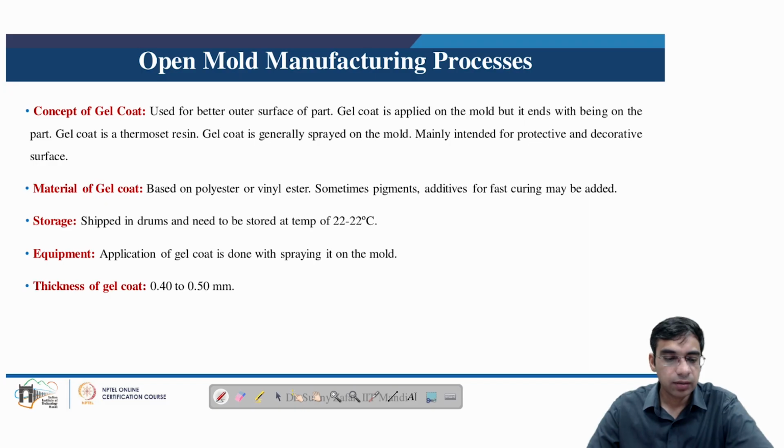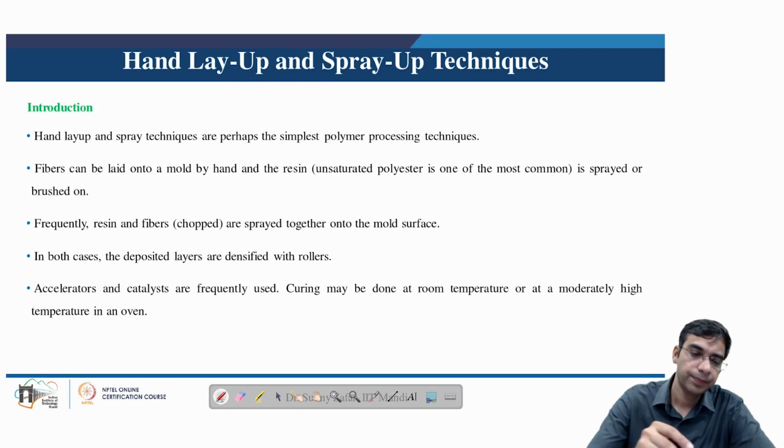So gel coat is a thermoset resin and is generally sprayed on the mold, mainly intended for a protective or decorative surface. The material of the gel coat is based on polyester or vinyl ester. Sometimes some pigments may also be added for faster curing. These are shipped in drums and need to be stored at a temperature between 22 to 25 degrees Celsius. Equipment for gel coat needs spraying on the mold, and the thickness of the gel coat is between 0.4 to 0.5 millimeters.